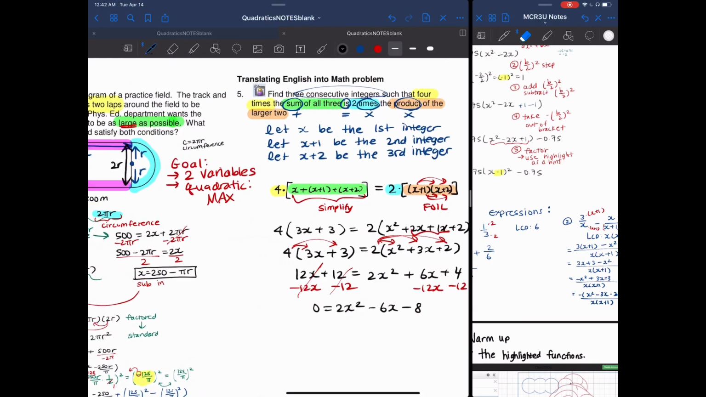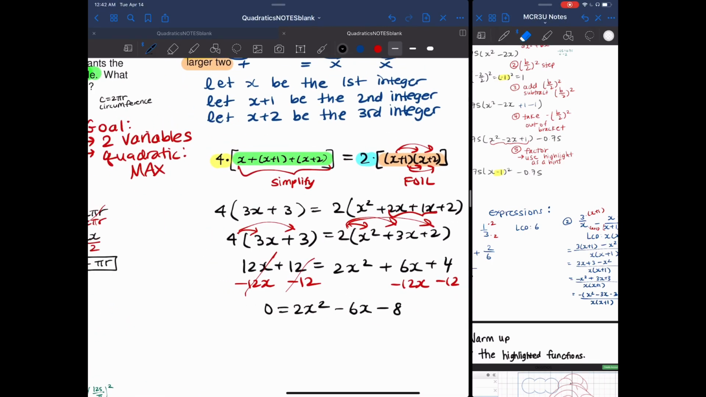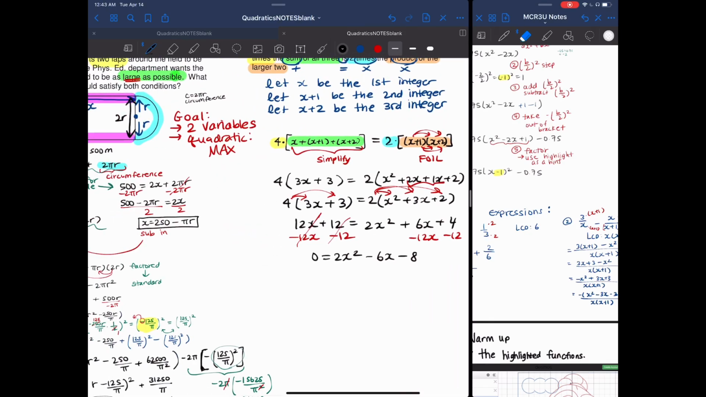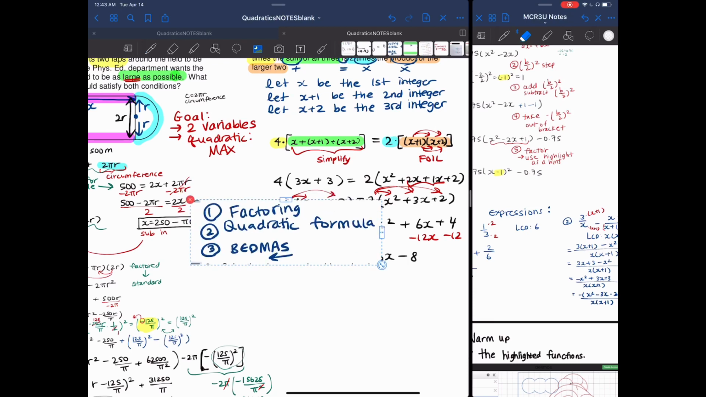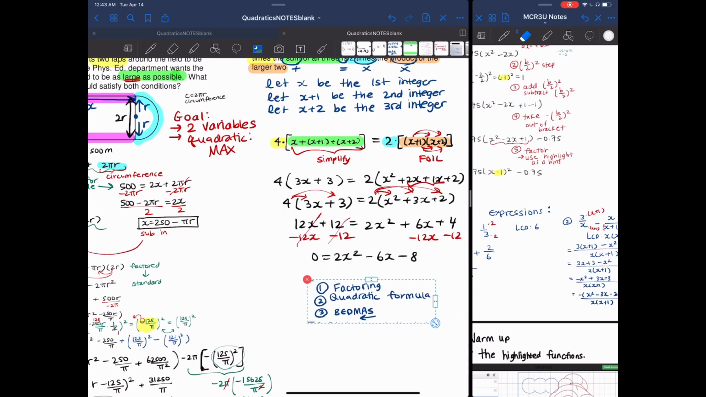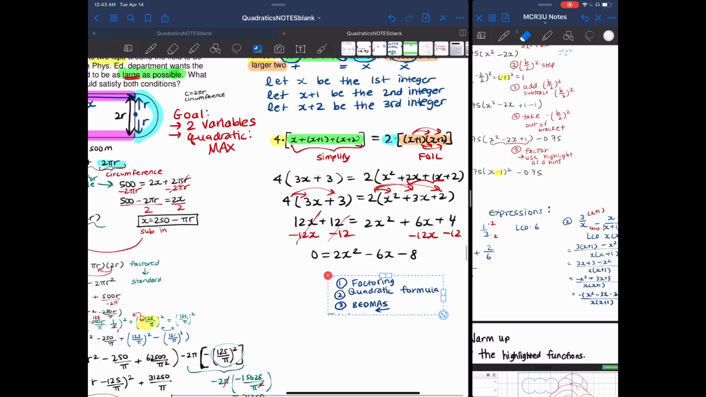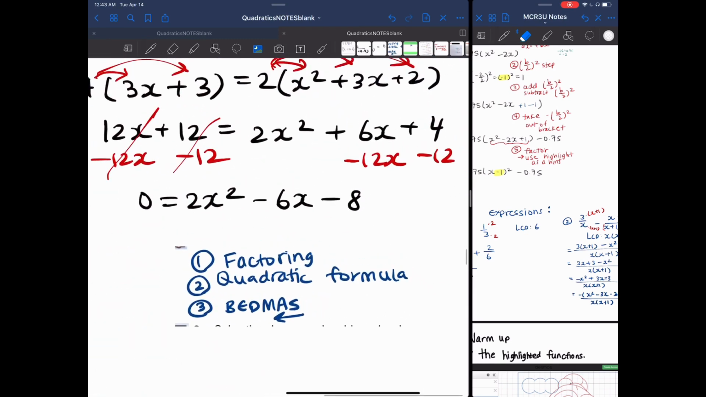All right, recall, do I need to find the vertex? No, I need to find the x-intercepts. I need to find the solutions to when this equation is true. Okay, recall the 3 methods of solving for your equation. These were the methods. Okay, so these are the 3 methods.